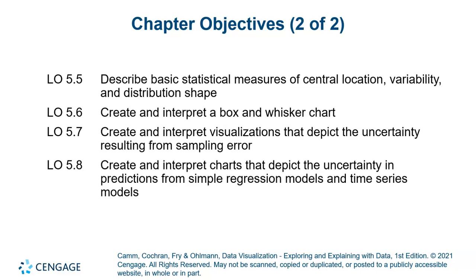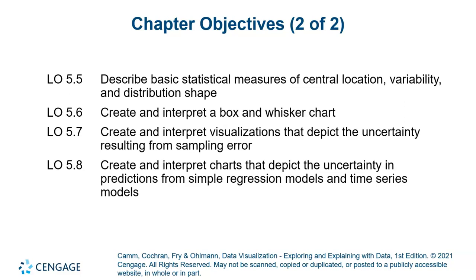So we have normal distribution, skewed to the left, skewed to the right. And then in 5.6, we will talk about how to create and interpret the box and whisker chart, and how the box and whisker chart can be interpreted with respect to anomalies. If some points are away from the whisker box chart, we can call it an anomaly.